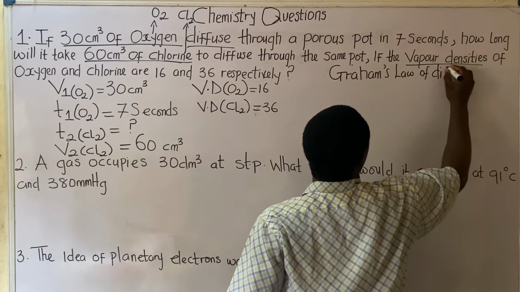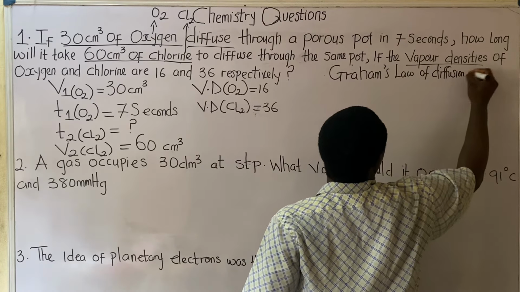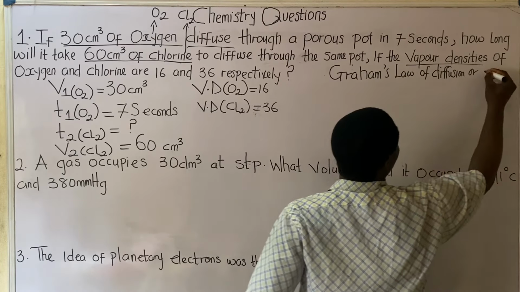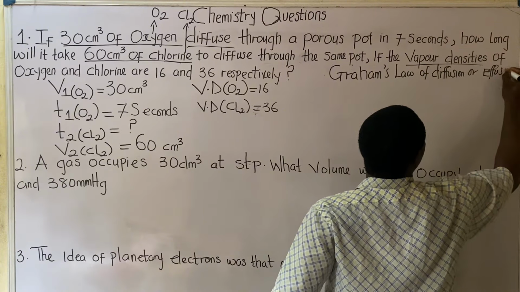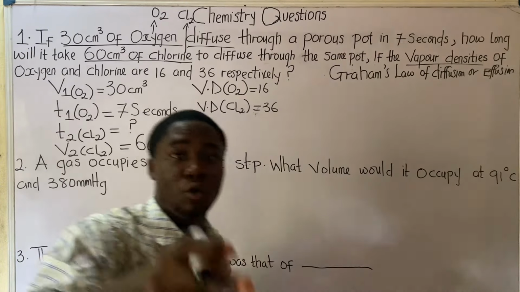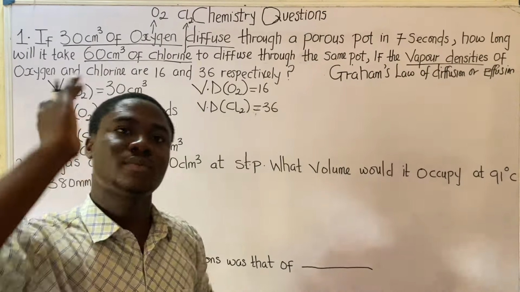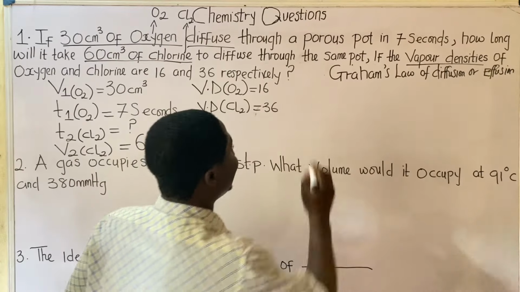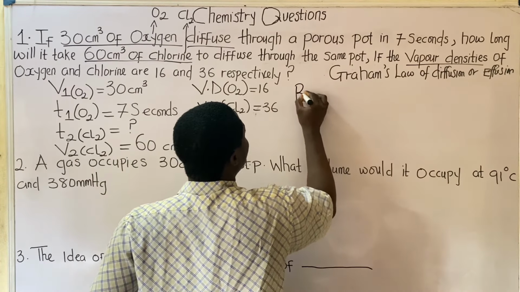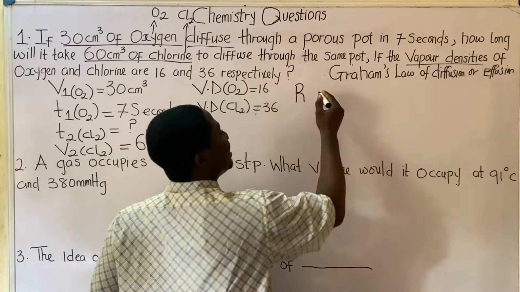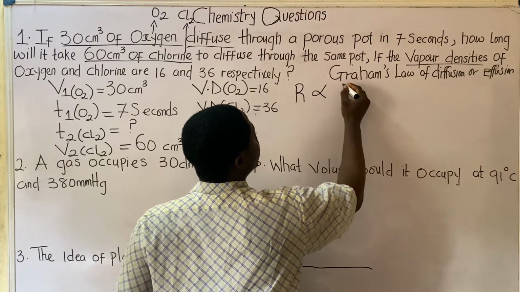Or we can as well call it Graham's law of effusion of a gas. So it's going to be Graham's law of diffusion or effusion of a gas. So on this, what do we do next? We have to remember what this law states. And this law states that the rate of diffusion or effusion of a gas is inversely proportional.